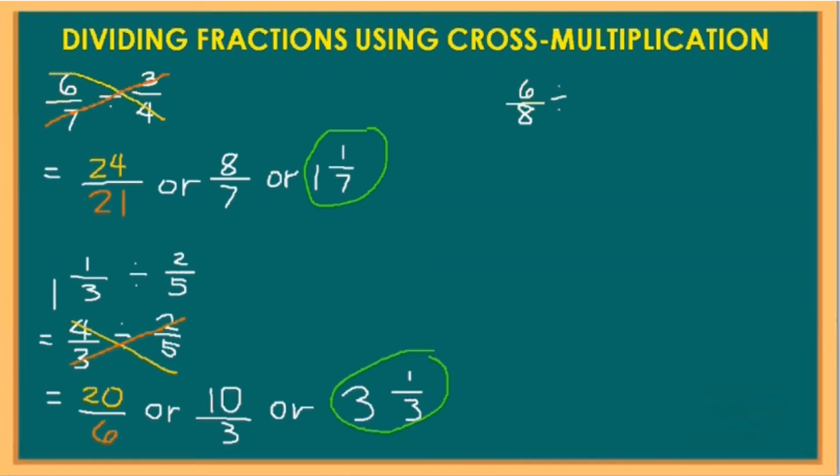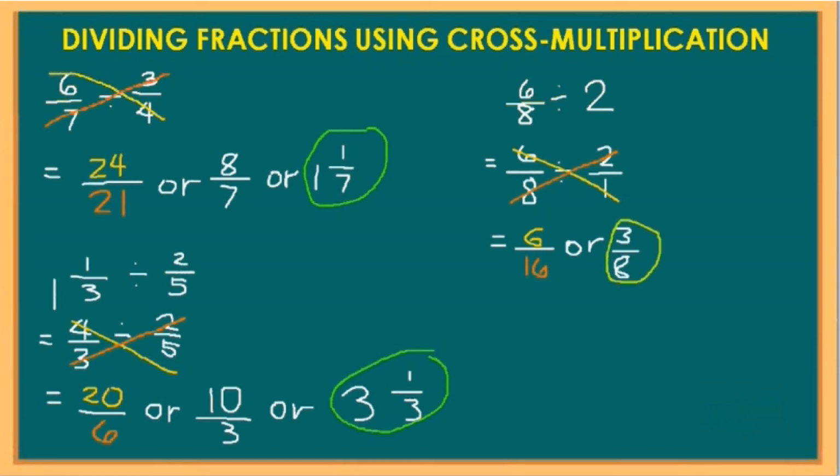Third example. 6/8 divided by 2. So we cannot divide by 2 unless it is a fraction. So we put the denominator 1 to 2. So we already have 6/8 divided by 2/1. Cross multiply. 6 times 1 is 6. 8 times 2 is 16. To simplify this, we have 3/8, and it is the final answer.